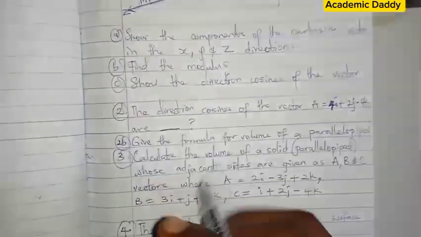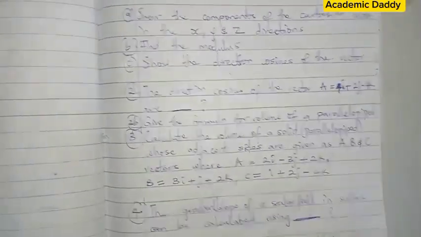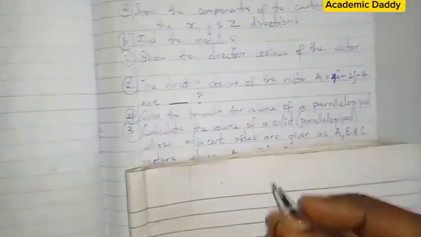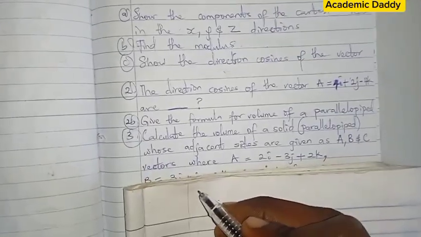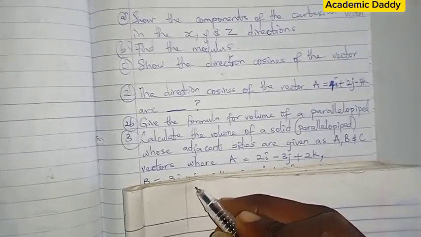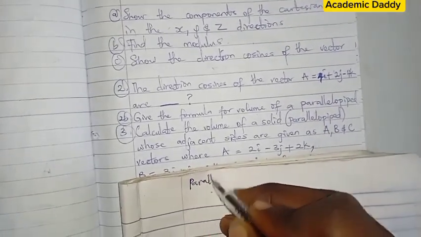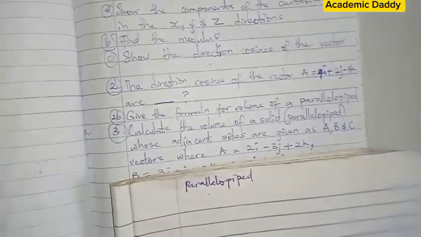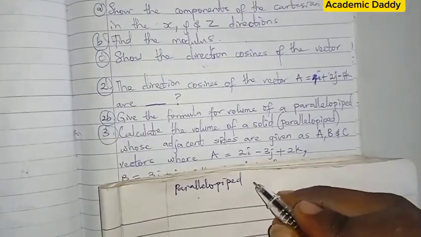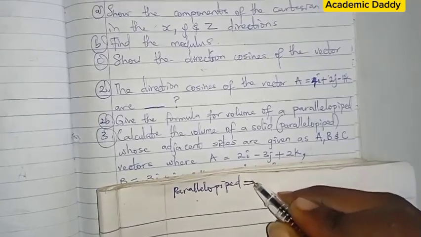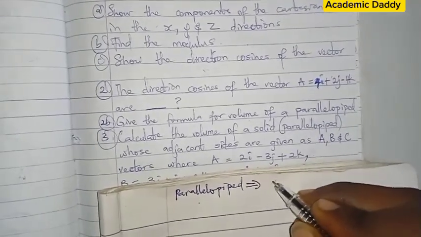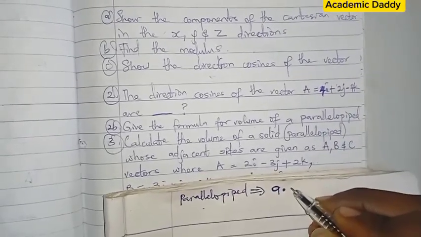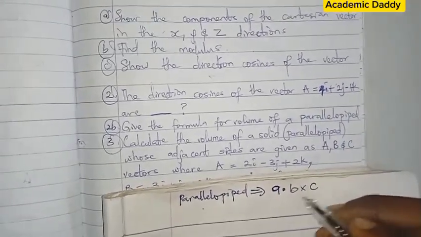The question says, give the formula for the volume of a parallelepiped. The formula for the volume of a parallelepiped is simply given by... there are so many ways people rotate this, but like I normally tell my students, however you rotate it, it's still going to give you the same thing. Instead of confusing yourself rotating it, and you might end up rotating it wrongly, just know that it's simply A dot B cross C.